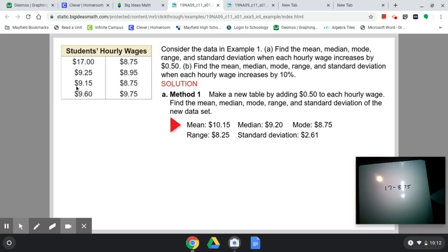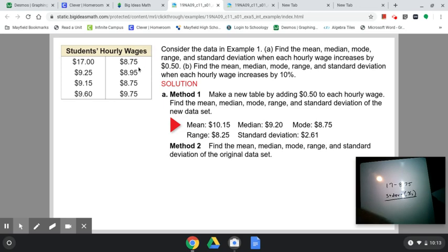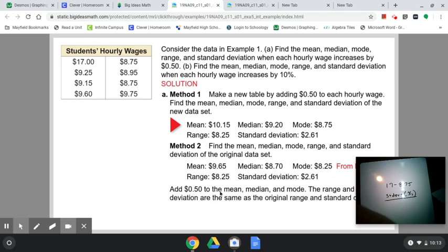Standard deviation, take all of these numbers, go back to Desmos, and remember, it's stdev p and then x, typically x sub 1, okay, for your standard deviation. Now, find the mean, median, mode, and standard deviation of the original set. You could do it from the original and then change it. This is just a lot easier just to change it. You can add 50 cents to the mean, median, mode after you're done, but most of the time you just rewrite the data set.